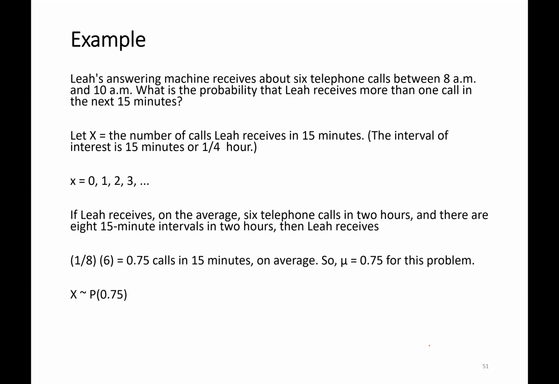So what values can this random variable take on? Well, it can take on any values from 0 to whatever. So if she receives on average 6 telephone calls in 2 hours, how many phone calls does she receive in a 15-minute period? Well, there's a couple of different ways that you could look at this. I'm not too keen on the way that they do it. I'm more inclined to do it using unit analysis. So on average, she receives 6 calls in a 2-hour time span, which is 3 calls per hour.